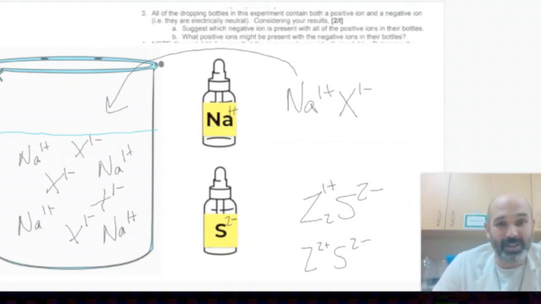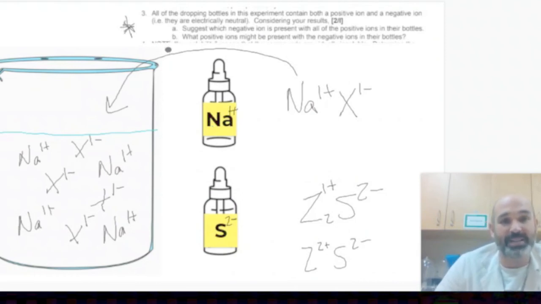You need to know this for this question right here, number 3. All of the dropping bottles in this experiment contain both a positive and negative ion. So you have to look at your results and suggest which negative ion is present with all the positive ions. So what would be X in this case here? And as well, what would be Z? What would be the positive cations used in these experiments as well? There's multiple options. Use your observation table from the video to help you with this question.